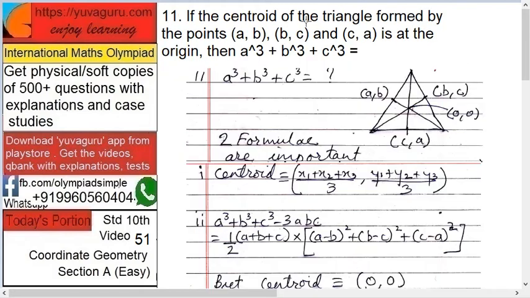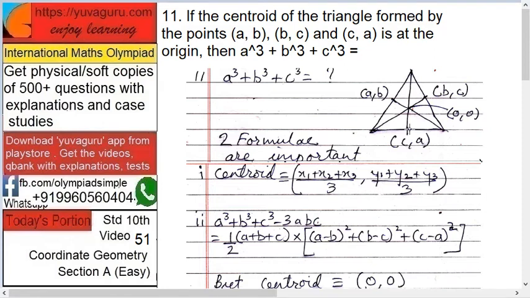Next, if the centroid of a triangle formed by the points AB, BC and CA is at the origin, then A cube plus B cube plus C cube equals to what? Means what? This is a triangle and this is a centroid. Centroid means what? The point where the medians of the triangle meet.